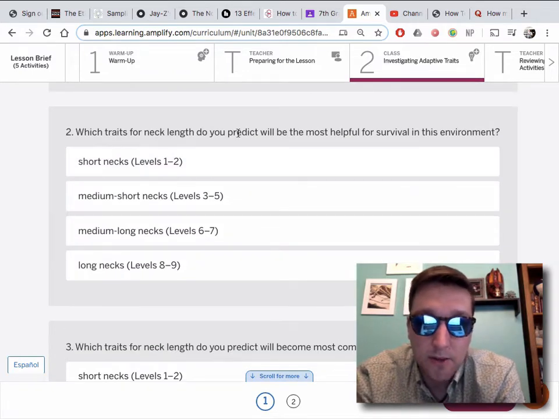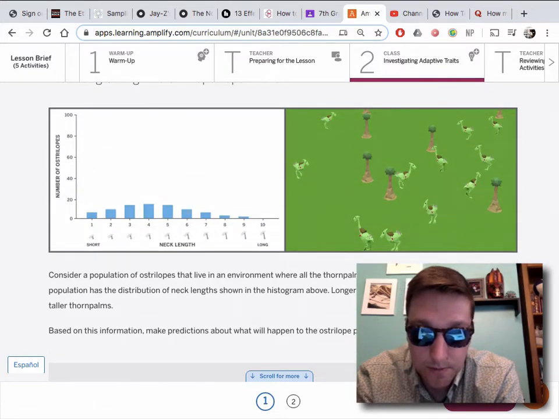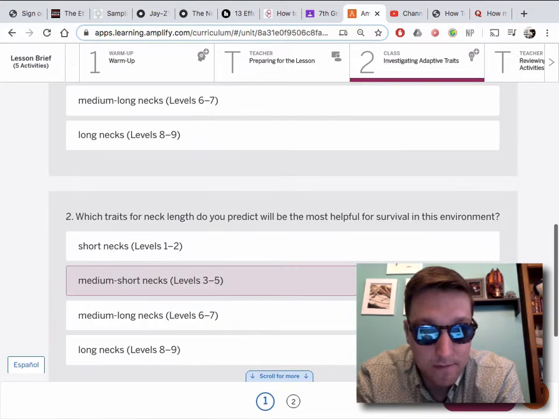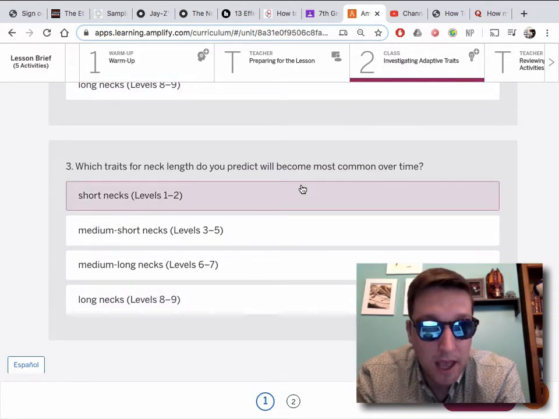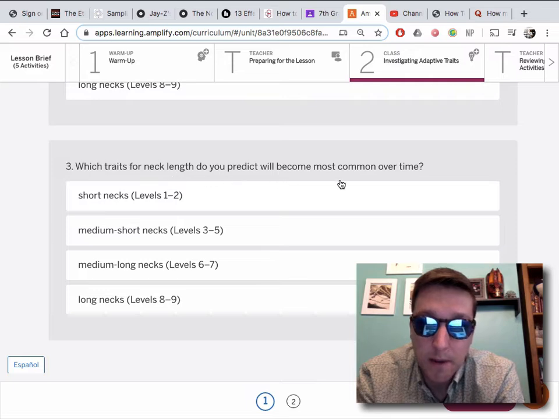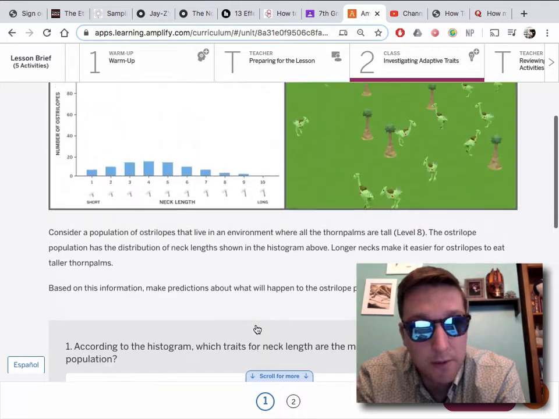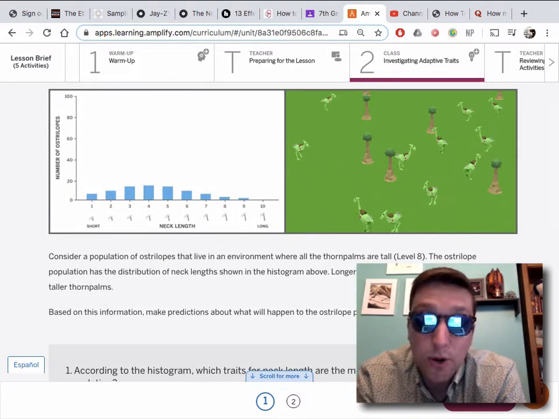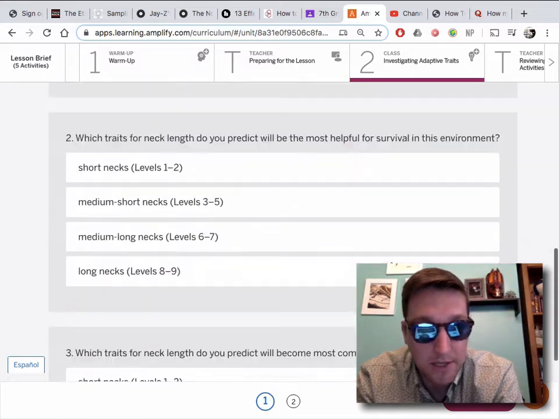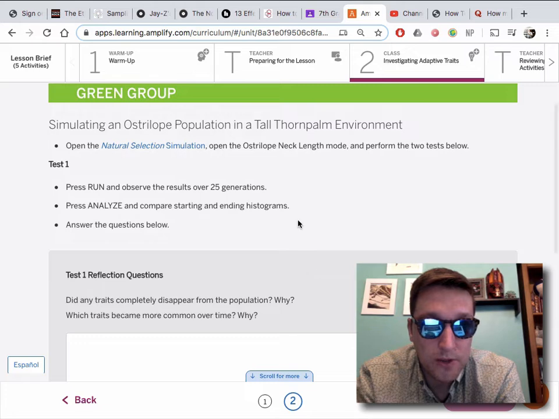Which traits for neck length do you predict will be most helpful for survival? So, tall thorn palms are level 8. So what do you think is going to be best for survival? And which traits for neck length do you predict will become most common over time? Well, the ones that become most common over time will be the ones that are good in the tall thorn palm environment because of adaptation. And then you're going to test this in the sim.